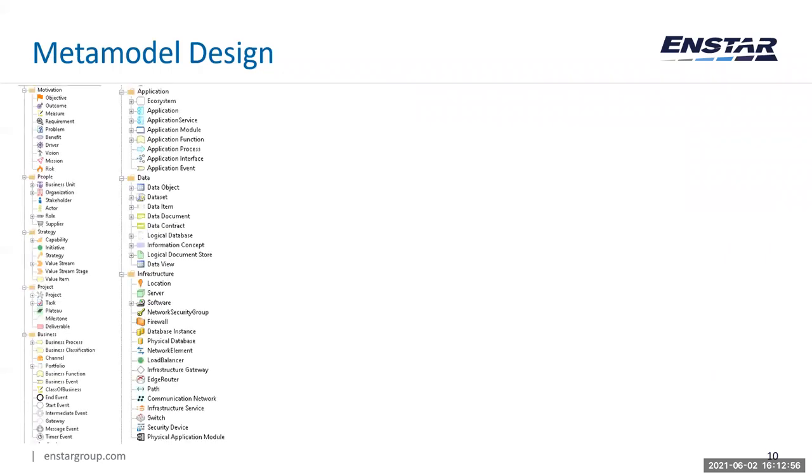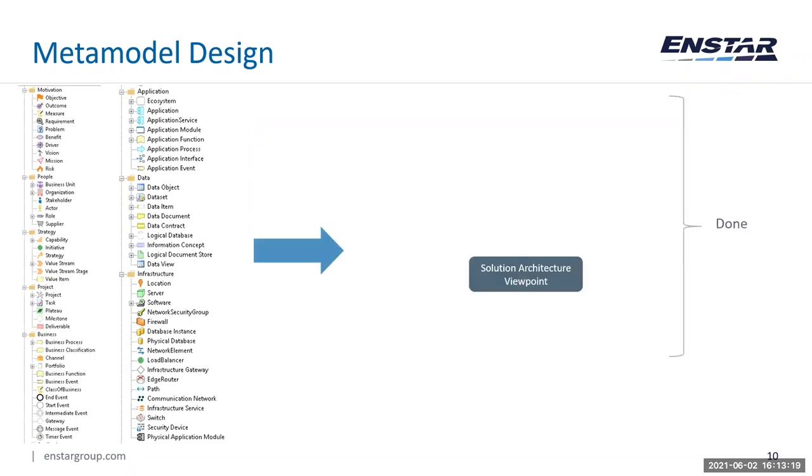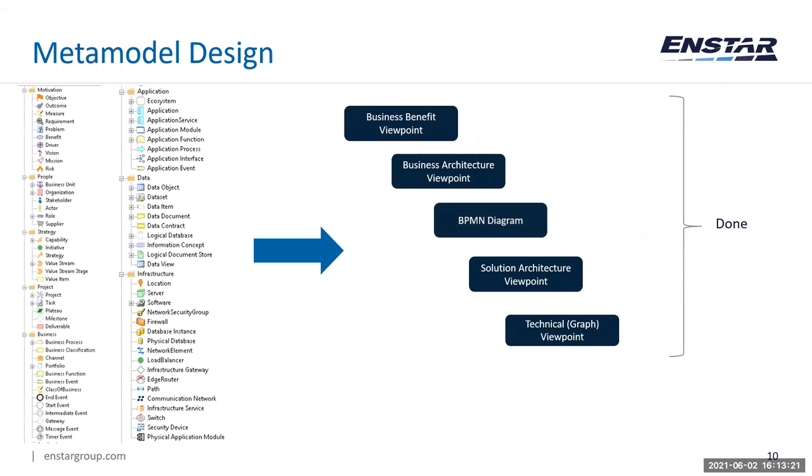The meta model design looks like this. We have quite a rich number of component types now in our repository, and they're all composed into various groups. So we have motivational component types, people, strategy, project, business, application, the data, and infrastructure. And these component types are used across a number of viewpoints.